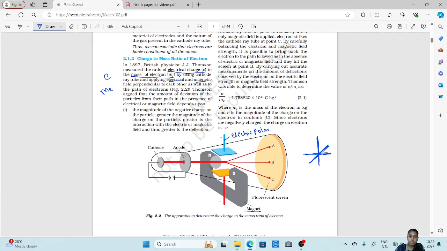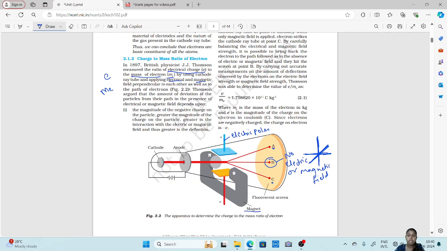Now when the cathode rays are passed, if there is no electric or magnetic field, it will directly go and attach to the center part. It will be a straight line. So when there is no electric or magnetic field, the line will be a straight line. But as you apply an electric or magnetic field, Thomson said the greater the charge on the particle, the greater the deviation. So if the particle has the highest charge, it will either go to A point or it will go to the C point.